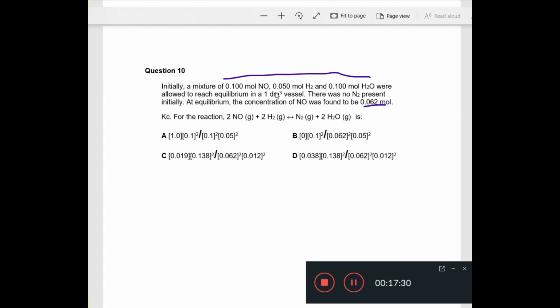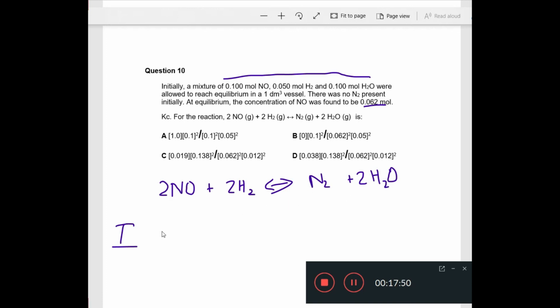So first of all, I'm going to rewrite the balanced equation, and then we're going to do the ICE table and work out the expression for Kc. Right, so 2 moles of NO plus 2 moles of hydrogen gives 1 mole of nitrogen plus 2 moles of water. These are all gases. It's a gas phase reaction.